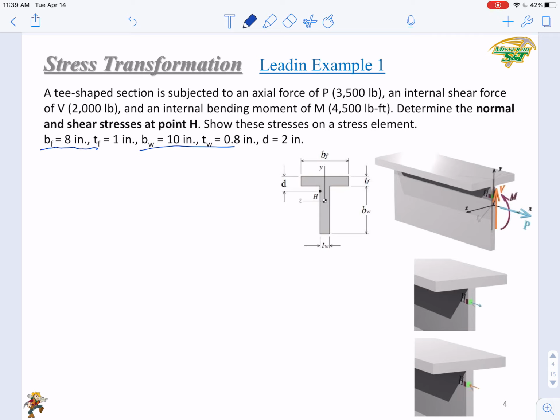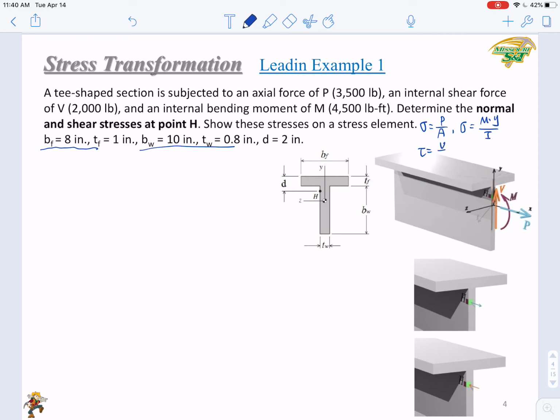So the first equation will certainly be sigma equals P over A. Right? We will use this equation to calculate the normal stress induced by the axial loading P. Since we also have a bending moment M, you will have bending stress that is also a normal stress. The normal stress induced by the bending moment can be calculated by My over I. Those are the 2 components of the normal stress. Now how about the shear stress?